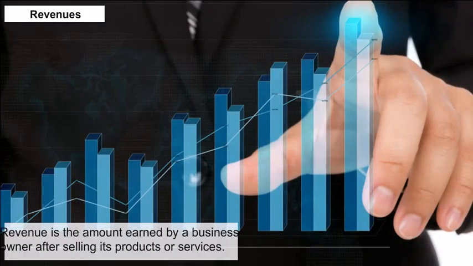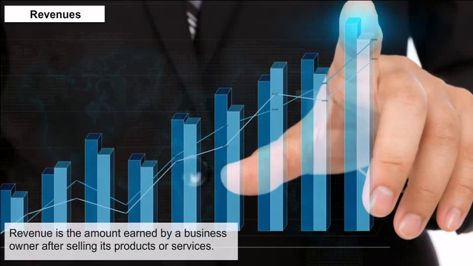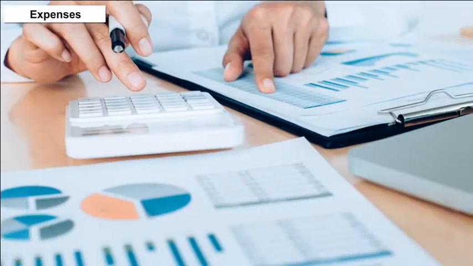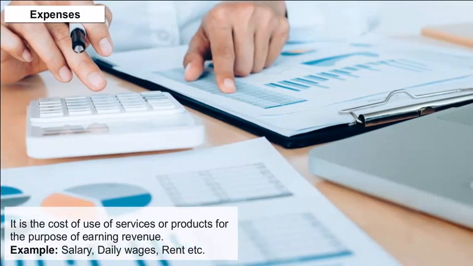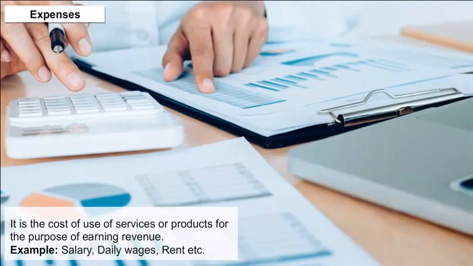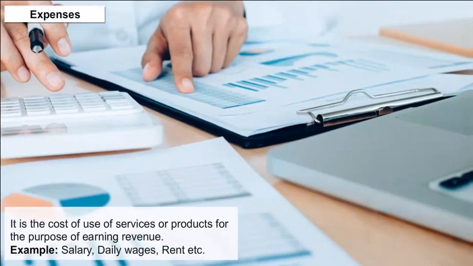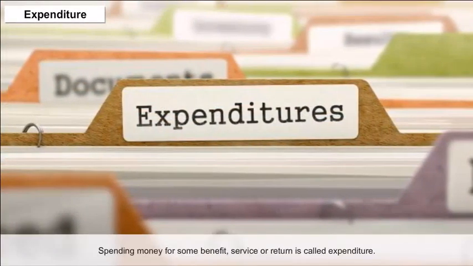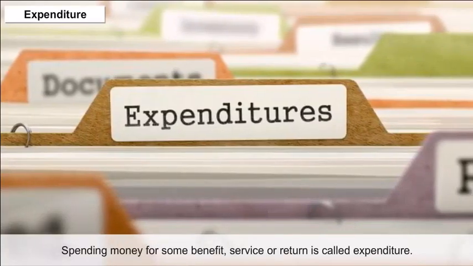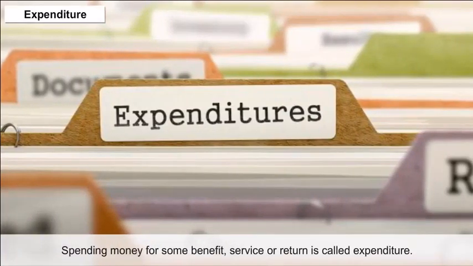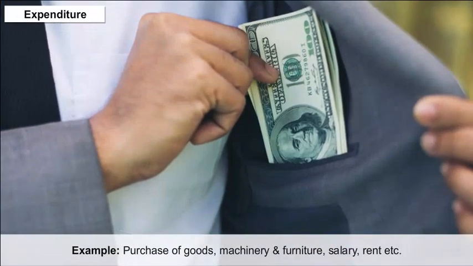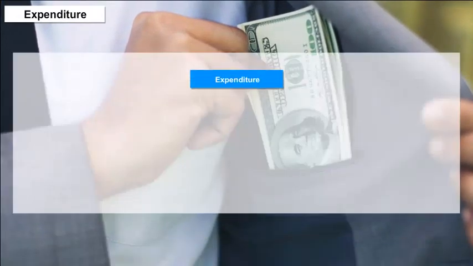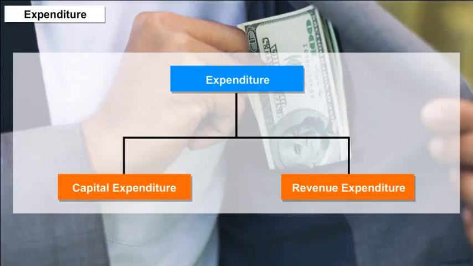Revenues. Revenue is the amount earned by a business owner after selling its products or services. Expenses. It is the cost of use of services or products for the purpose of earning revenues. Example, salary, daily wages, rent, etc. Expenditure. Spending money for some benefit, service or return is called expenditure. Example, purchase of goods, machinery and furniture, salary, rent, etc. Expenditure can be capital or revenue expenditure.